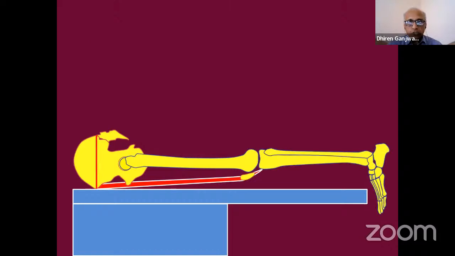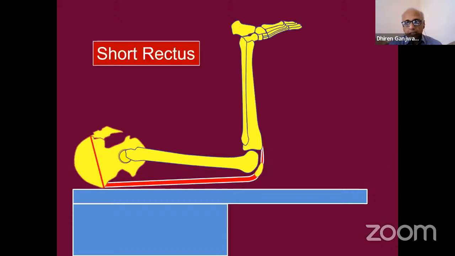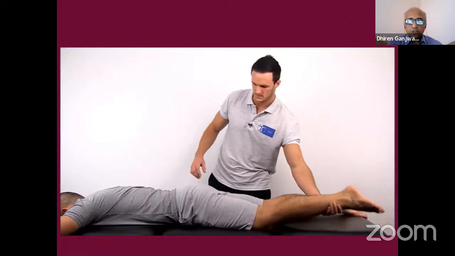But let's take a situation where the hamstring is short. In an extended knee position, the pelvis remains perpendicular, or in a neutral position. But as soon as we flex the knee joint, we are stretching the rectus at the distal end, and the proximal end of the rectus will pull the anterior part of the pelvis downwards. Now the pelvis will tilt anteriorly and it causes flexion at the hip joint, which suggests a short rectus. So this is what the test is.